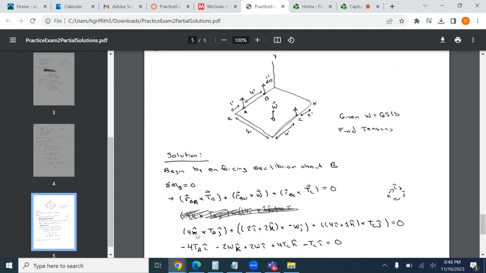And what are we crossing with? Well, we don't know the magnitude of that force, so I'll denote it as TA, but I note that its direction is along the y-axis, so it's j hat. Now let's compute the moment of the weight about point B. How do we get from point B to the centroid of this plate?